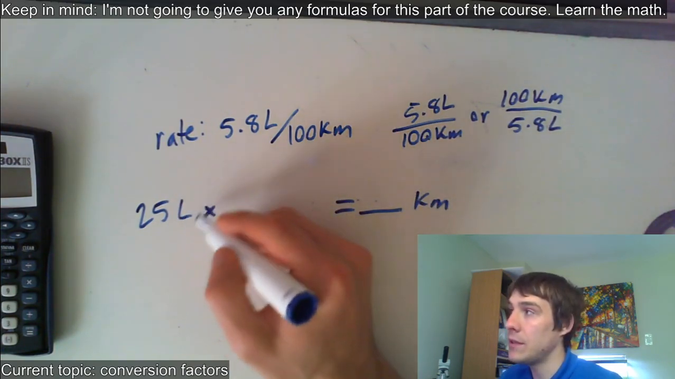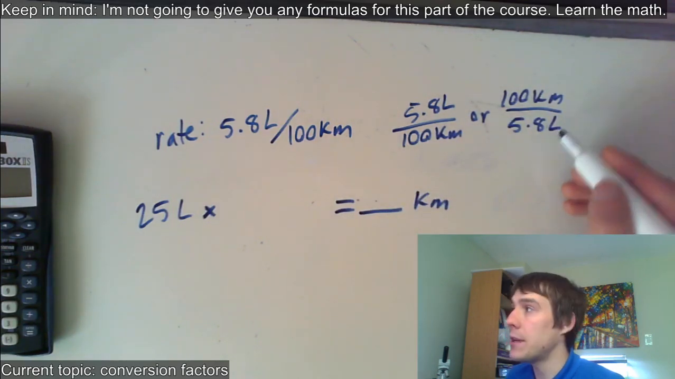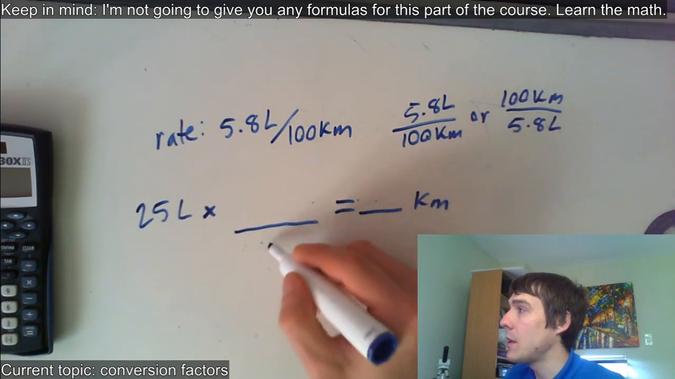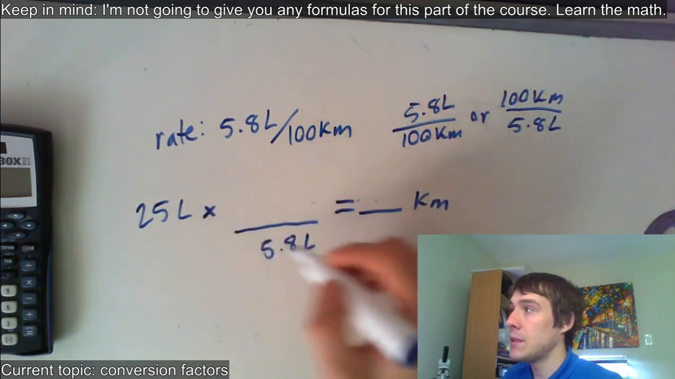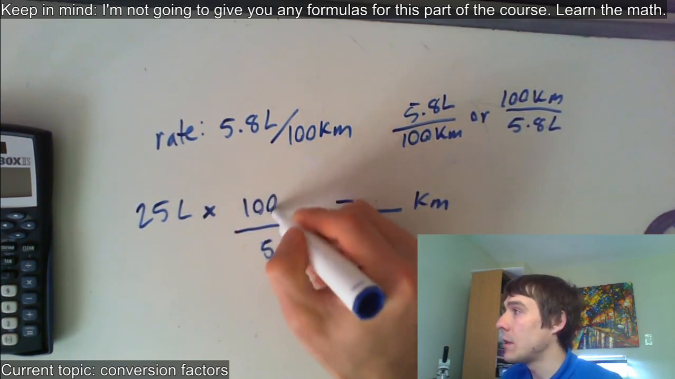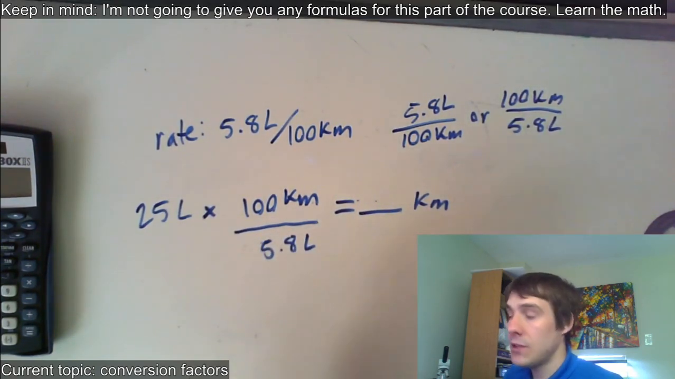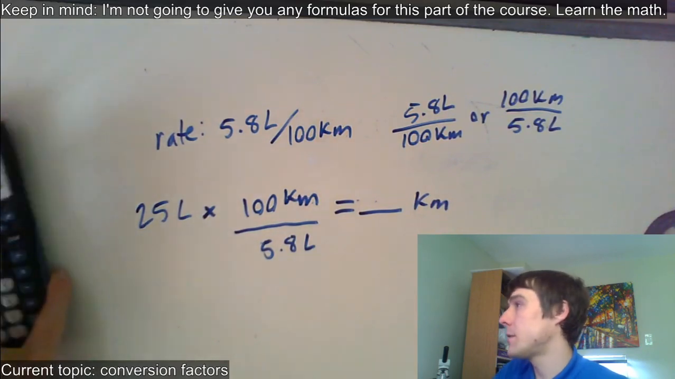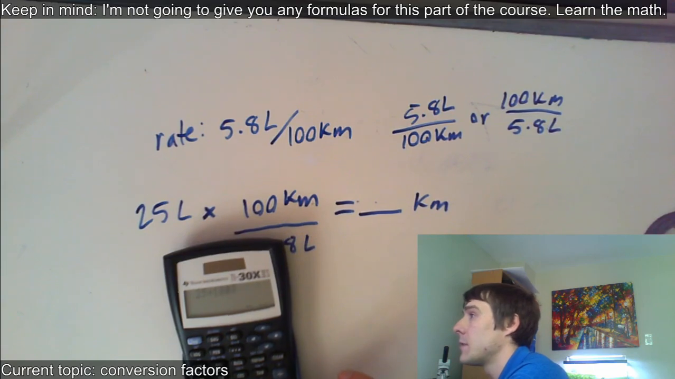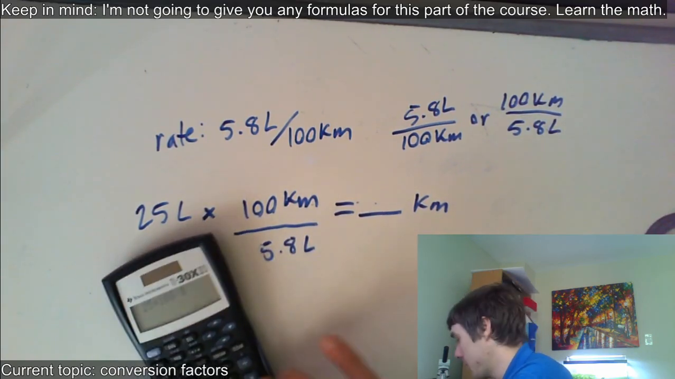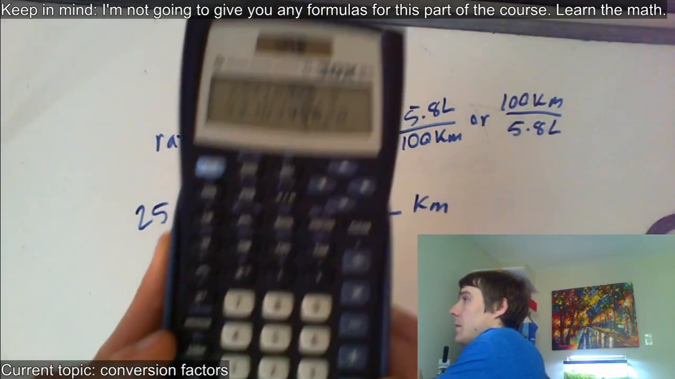We have to look at our units here, liters. To cancel out liters, we want the other liters to be on the bottom because we can cancel top and bottom. So we can put 5.8 liters underneath, which means our liters is going to cancel. It's going to leave us with kilometers, 100 kilometers per 5.8 liters. And we just throw that through our calculator. We can actually put that in the calculator directly. 25 times 100 divided by 5.8. I get 431 kilometers.